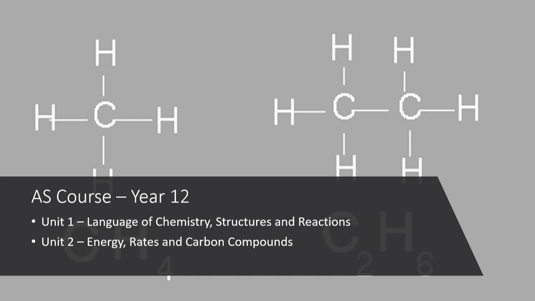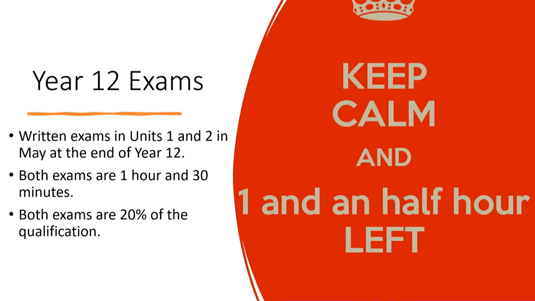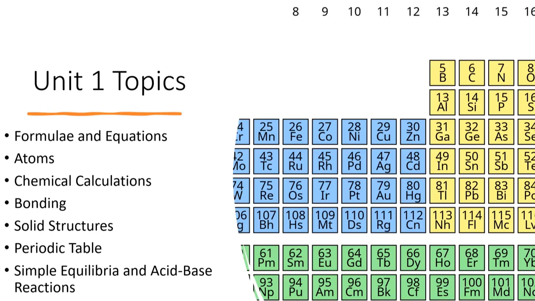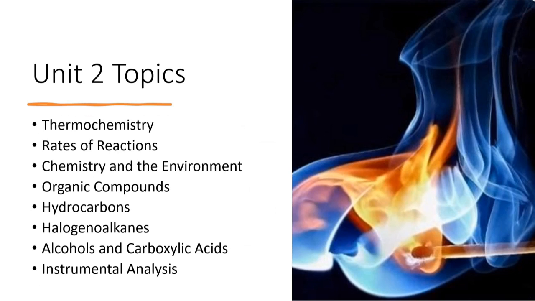The AS course in Year 12 is 2 units, 1 and 2. The Year 12 exams then are both set at the end of the year, and they're both an hour and a half and 20% each. Unit 1 topics are shown here on this slide. The Unit 2 topics to be studied then are shown on this slide here.